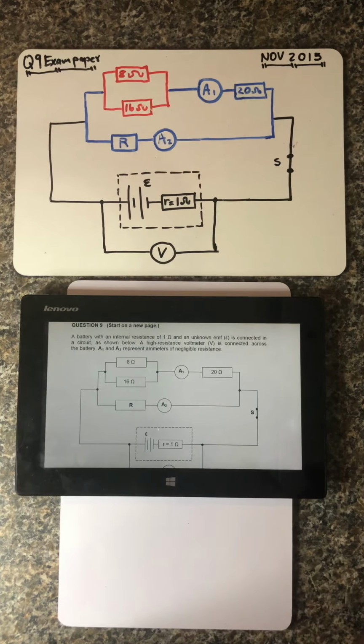Okay, so that means on this circuit we've got 3 meters. We've got the voltmeter, the ammeter and the ammeter. So now because we've got 2 ammeters, they are referred to as A1 and A2. So A1, which is ammeter 1, reads the current passing there, and A2 reads the current passing there.